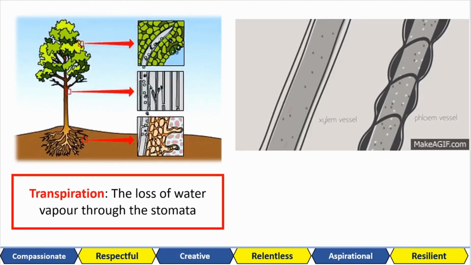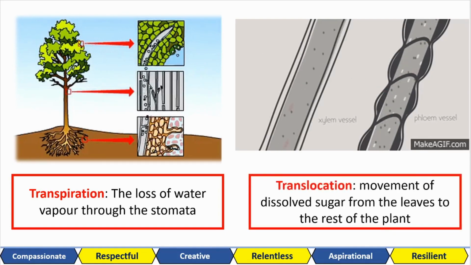Transpiration is the loss of water vapor through the stomata, and as you can see, that's just one direction from the root all the way to the leaves in one single stream. Translocation, on the other hand, is the movement of dissolved sugars from the leaves to the rest of the plant, and in this GIF we can see that the phloem tissues move substances in both directions, up and down, because all the living cells inside the plant need that glucose to survive.